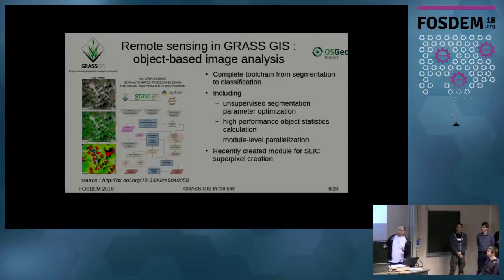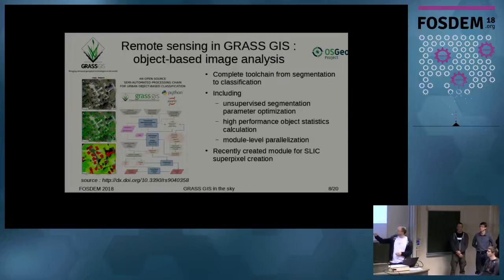We've developed a module which does segmentation, which divides your image into objects. And there's a whole tool chain that has been developed to go from the automatic segmentation parameter optimization all the way to machine learning based classification of the resulting objects. So you now have the full pipeline available in GRASS, with, wherever possible, the idea to parallelize and make it possible to work on very large images in this pipeline.